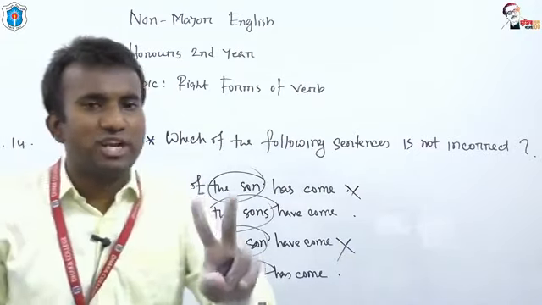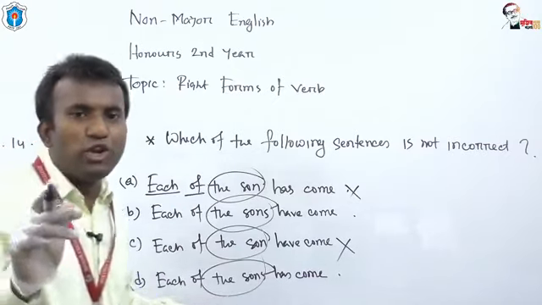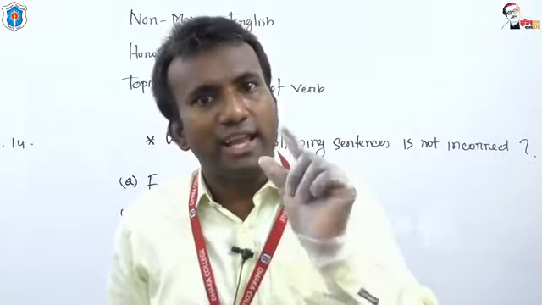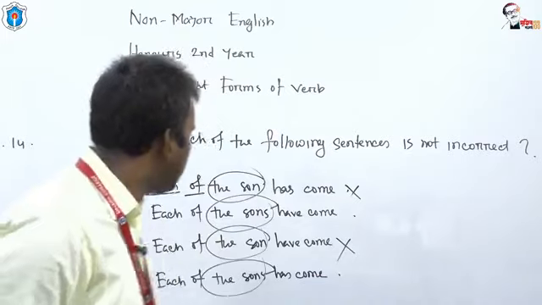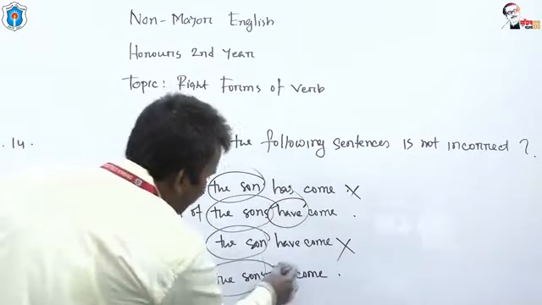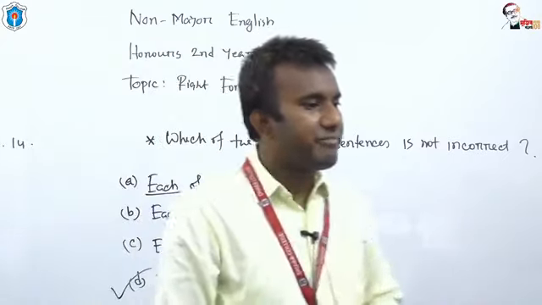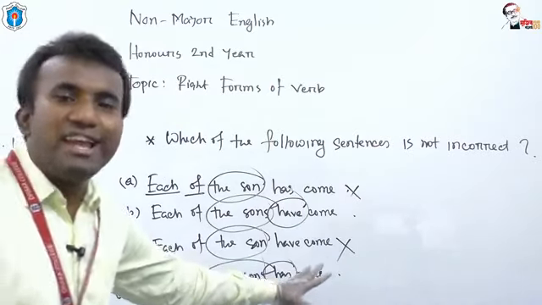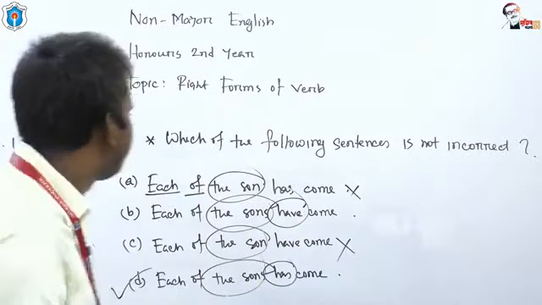So we have two options in our hand, B and D. I have told you that after distributive pronoun, if you get any use of, the noun and pronoun will be plural and the verb will be singular. We have to look for the singular verb. This verb is plural, this one is singular. The correct option is D. Each of the sons has come. Is it clear to you, my dear students? I hope so.